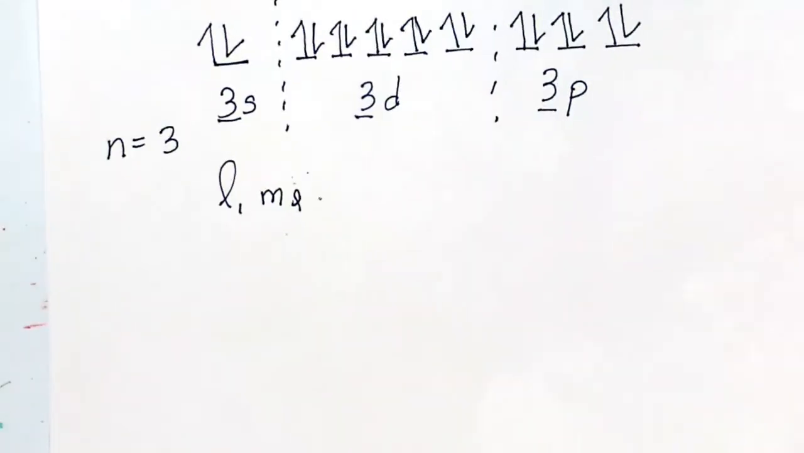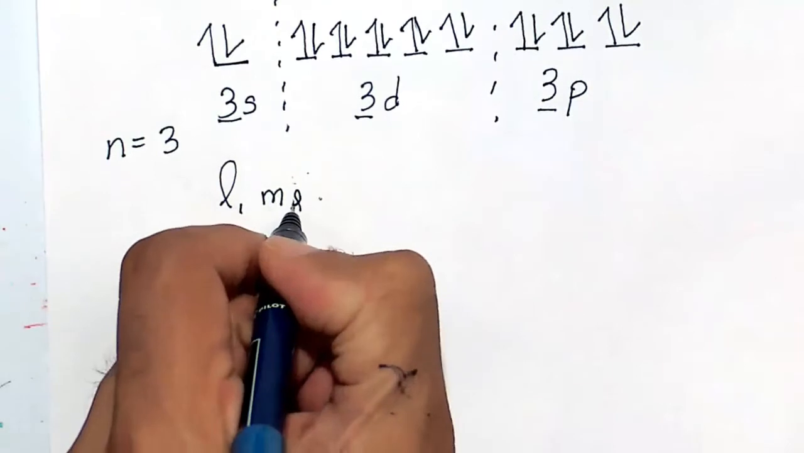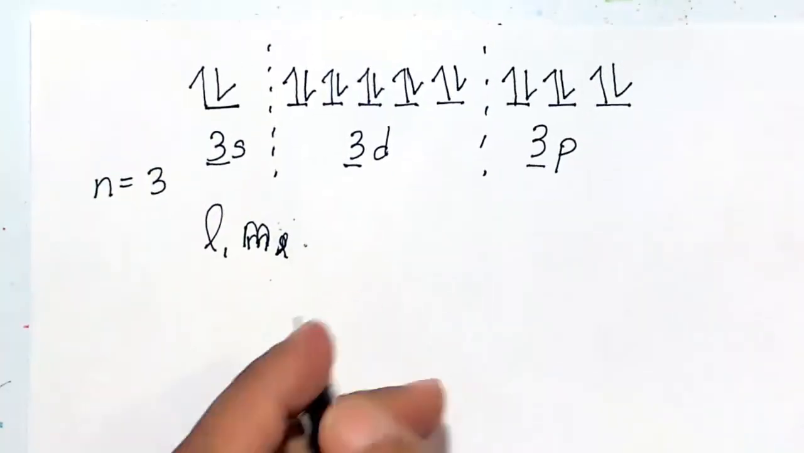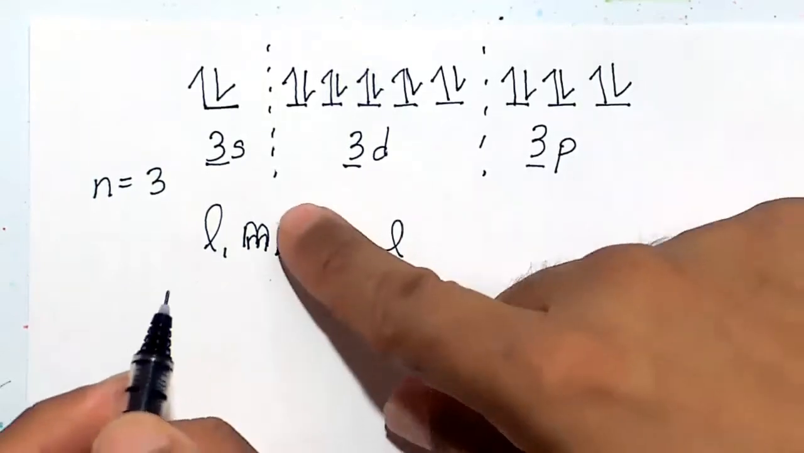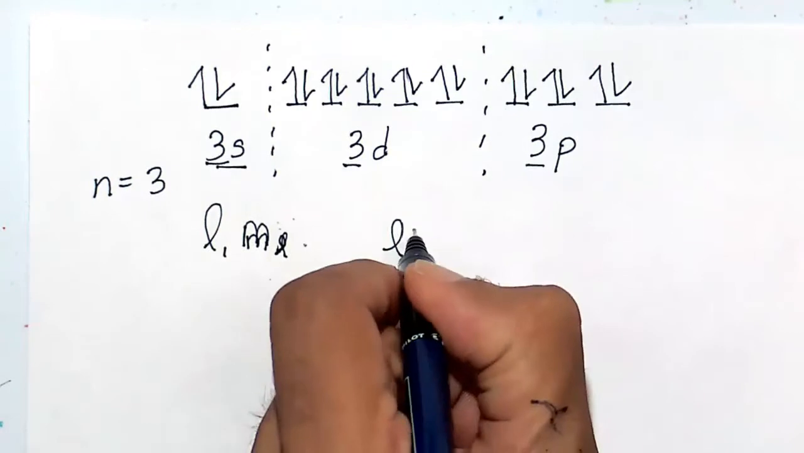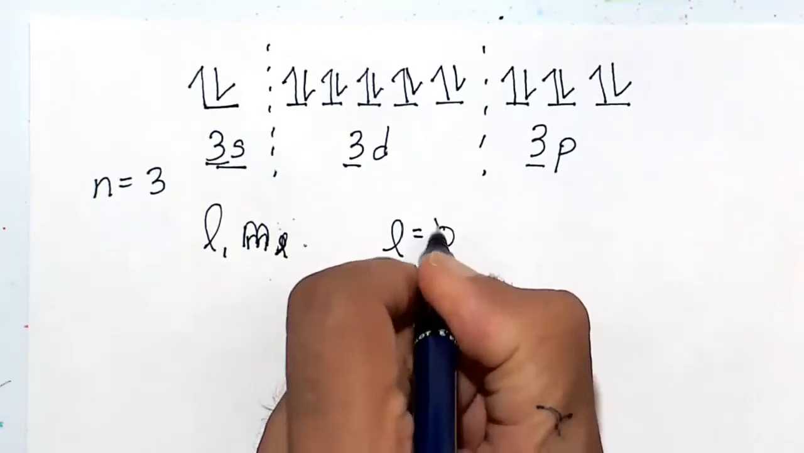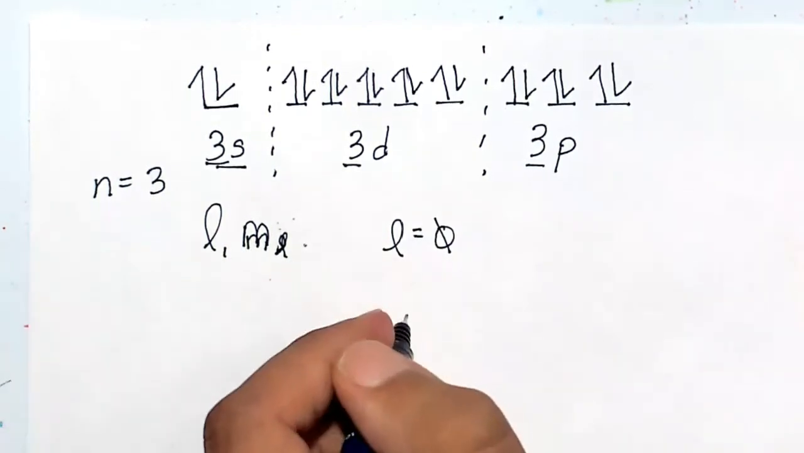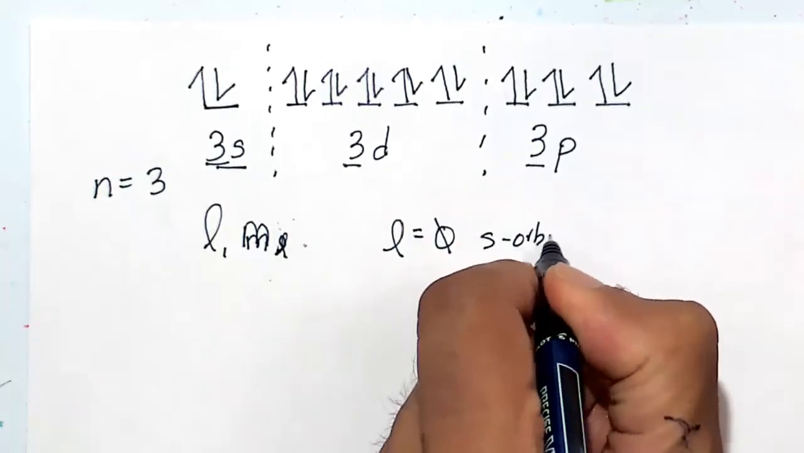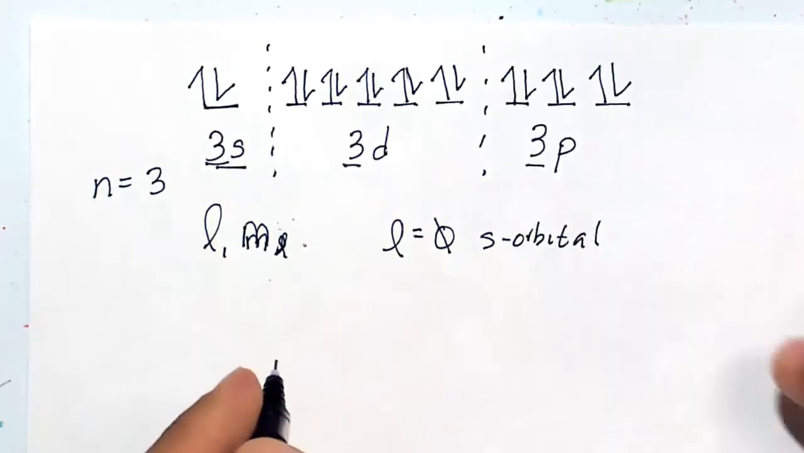Well, you're going to have to memorize a key here in order to get the L. The second quantum number L depends on what orbital the electron is housed in. If you're in an s orbital, the L is going to be 0. So L equals 0 signifies an s orbital. This is just something you're going to have to memorize.